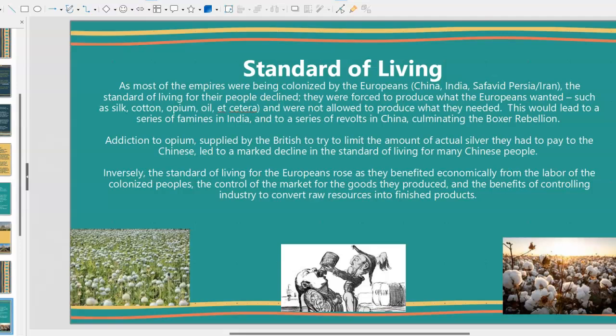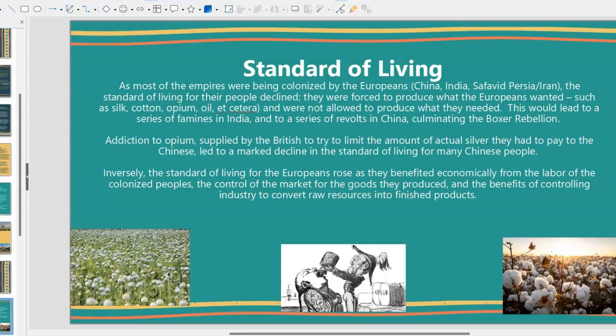Instead, it would ultimately lead, with this decline in living, to many peoples in these colonized areas, like India and China, attempting to revolt, but they were revolting against their own administrations because their own administrations were adhering to what the Western Europeans wanted.